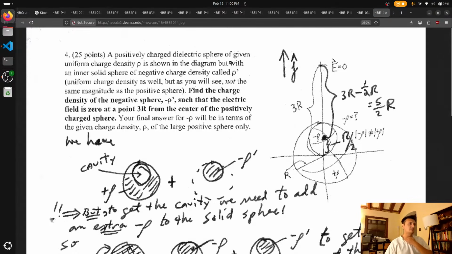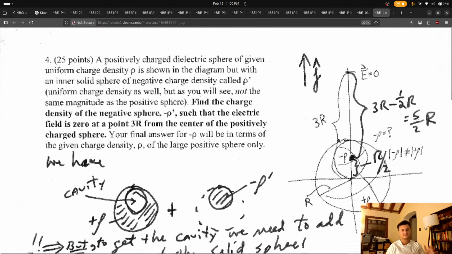Oh, a positively charged dielectric sphere. This might be a good one. I don't know if I'm happy to see the hard ones or sad to see the hard ones. I can't tell.